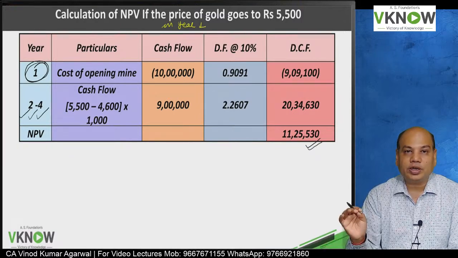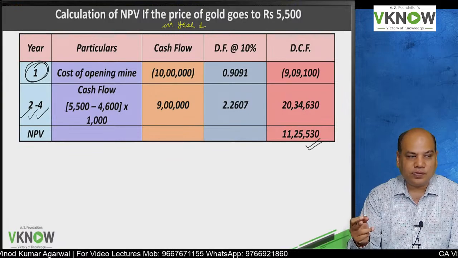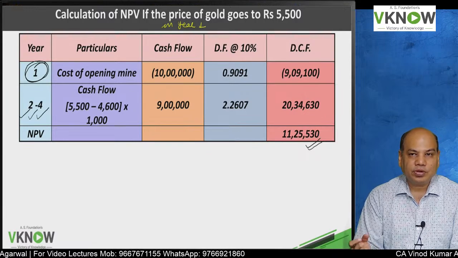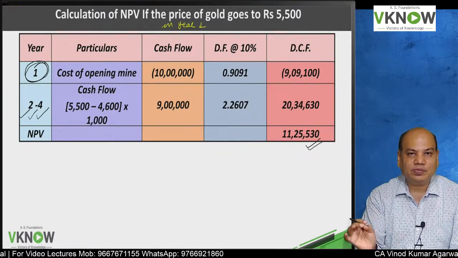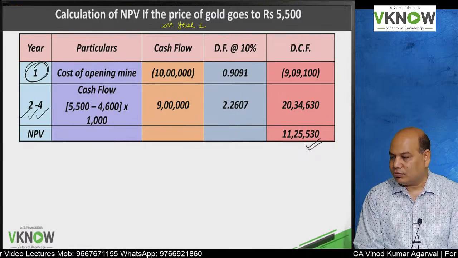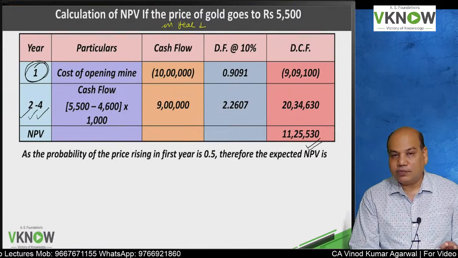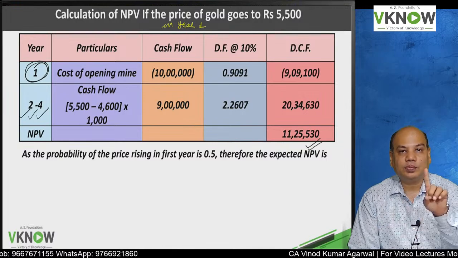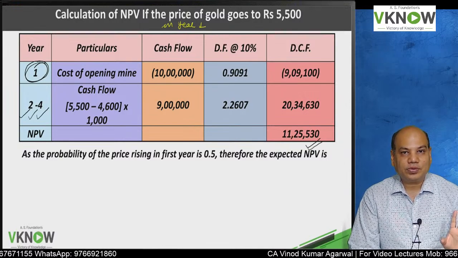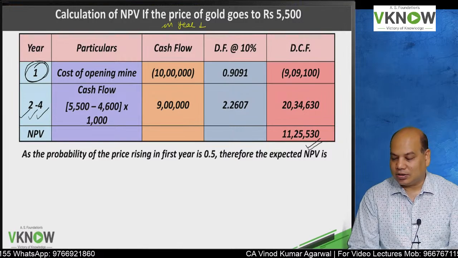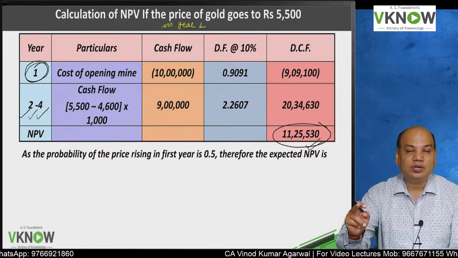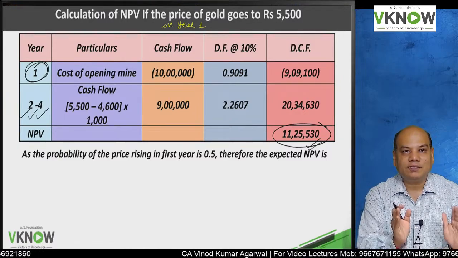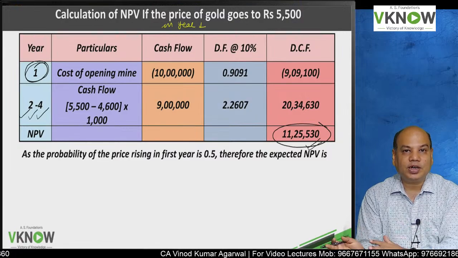The probability of getting 5500 is 0.5. The probability of getting 4500 is 0.5. So what will be my expected NPV if I wait for a year? This is not the final answer. You can get this amount with 0.5 probability only. Another possible mistake area: students think this is the NPV. This is not NPV. This is NPV if price is 5500, but price can be 4500 also.